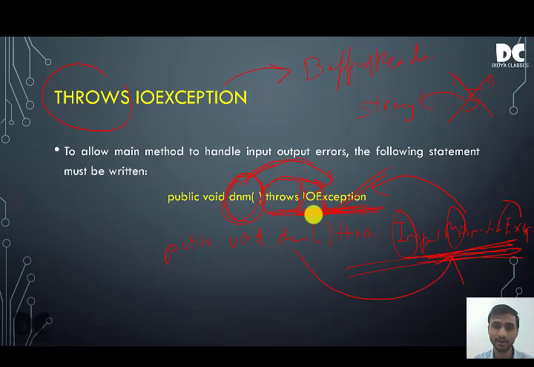Similarly, in buffer, when you are taking buffer input and there is some error, then the method in which you are taking the input will transfer the error to IO exception. Similarly, in scanner, if you are taking input and if there is some error in the input, it will transfer that error to input mismatch exception.